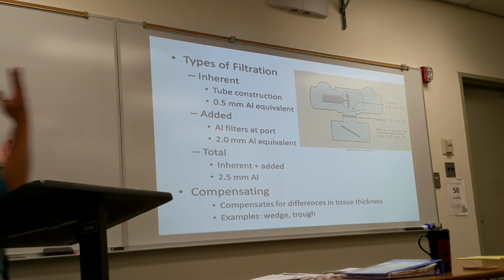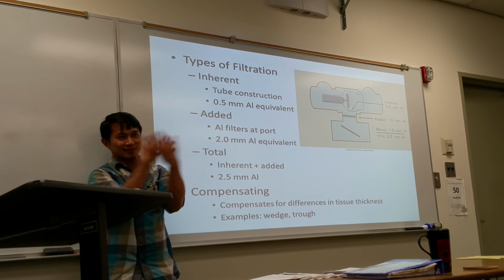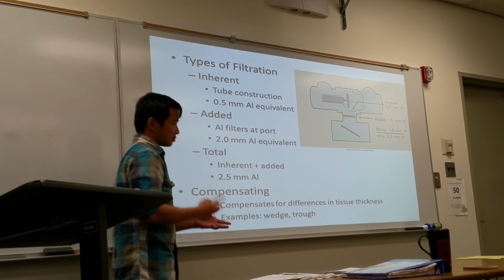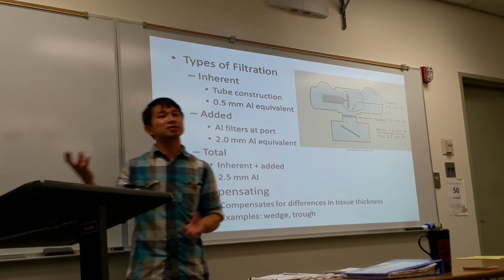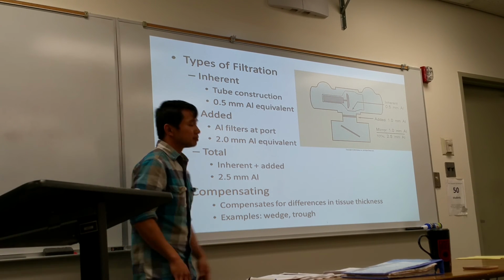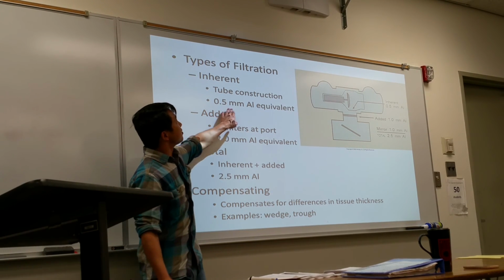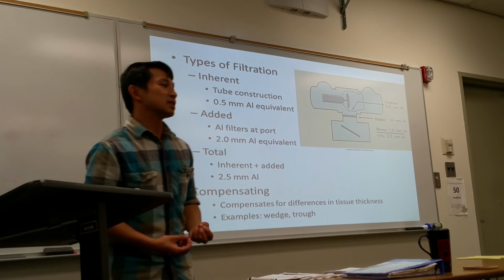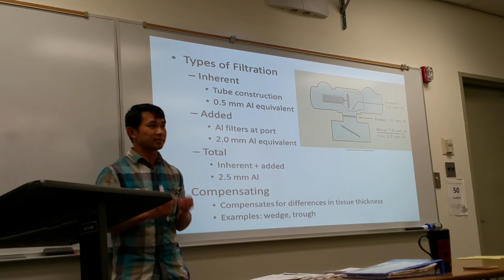All right, we talk about this in 146 as well. There are different types of filters. Filtration, by the construction of the tube itself, has inherent filters. We call it inherent filtration, based on the tube's construction. This inherent filtration is about 0.5 millimeter aluminum equivalent. But by regulations, it has to have a filter of at least 2.5 coming out from the tube. That's a minimum by regulations.